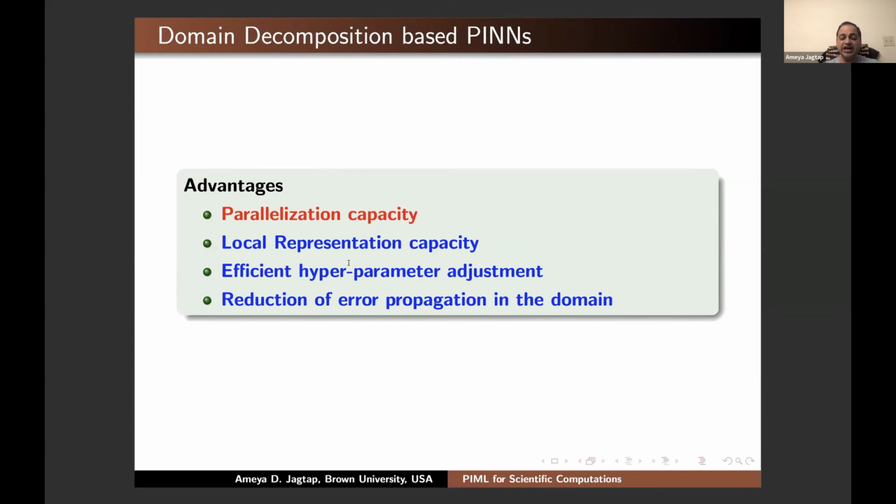Next is efficient hyperparameter adjustment. We can adjust all the hyperparameters of the network, like depth, width, learning rate, even what kind of optimizer you want to use in a particular subdomain, and that can be done here. We have also seen a reduction in error propagation in the domain because of the additional interface conditions which are defined inside the domain. So let's see what kind of condition we have here.